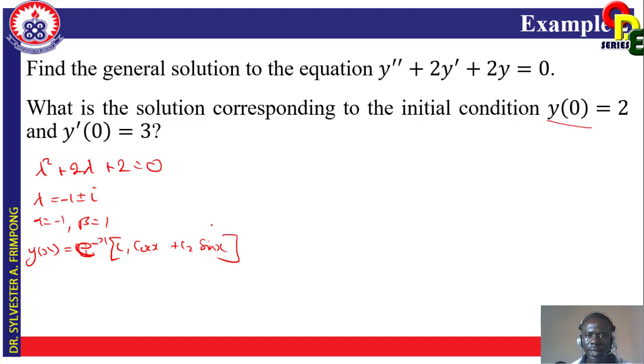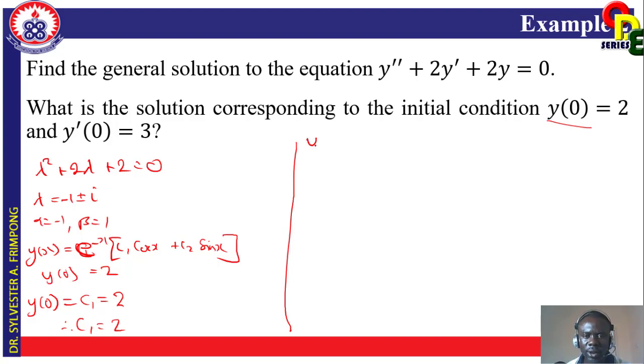Now we start using the initial conditions. y of 0 equals 2 means, when you put the 0 here, you're going to get 1 here, and you're going to get 0 here. So you are left with c1 equals 2. Therefore we can say c1 is 2.